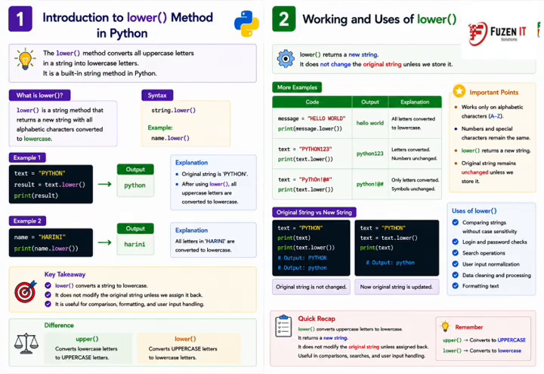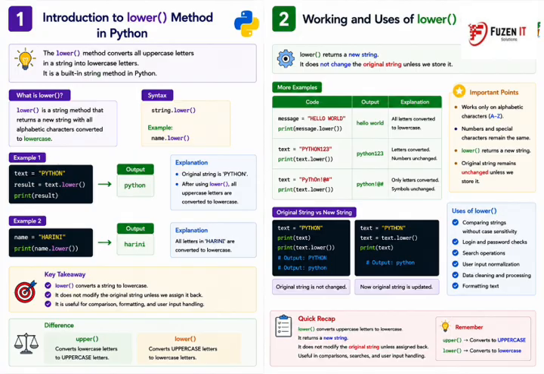Next, text is equal to "PYTHON123", and after giving the code we can see "python123" in lowercase letters. Only letters are converted, numbers remain the same. An important point: the lower method does not permanently change the original string unless we store it. This is the same as we discussed for the uppercase and upper method.